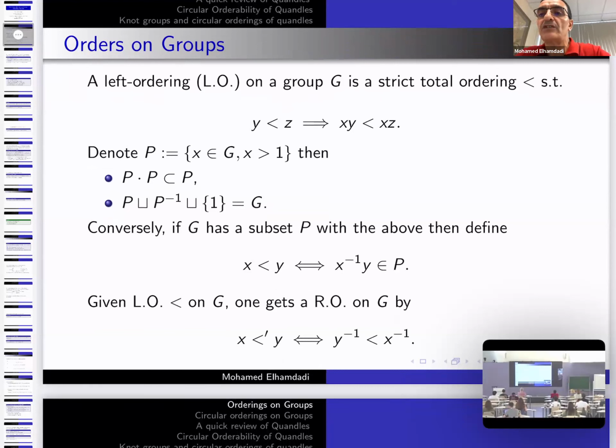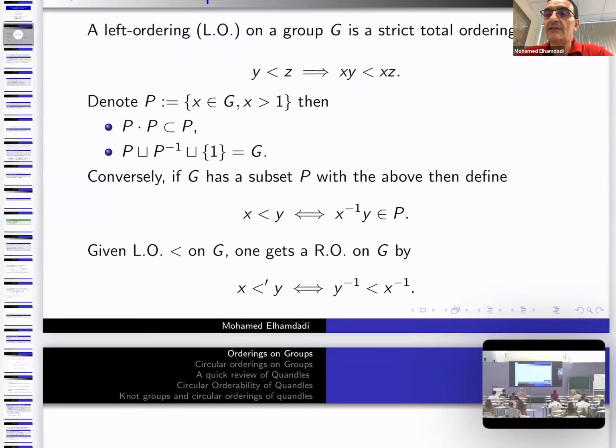Conversely, if you have a group G that has a subset satisfying this condition, then you can define an ordering on it by the definition that x is less than y if and only if x inverse y is in P. It is well known that for groups, left ordering is the same as right ordering, meaning if you have a left ordering, you can get a right ordering and vice versa. And here I give the passage from left ordering to right ordering. We will see that this is not true for quandles, unfortunately.